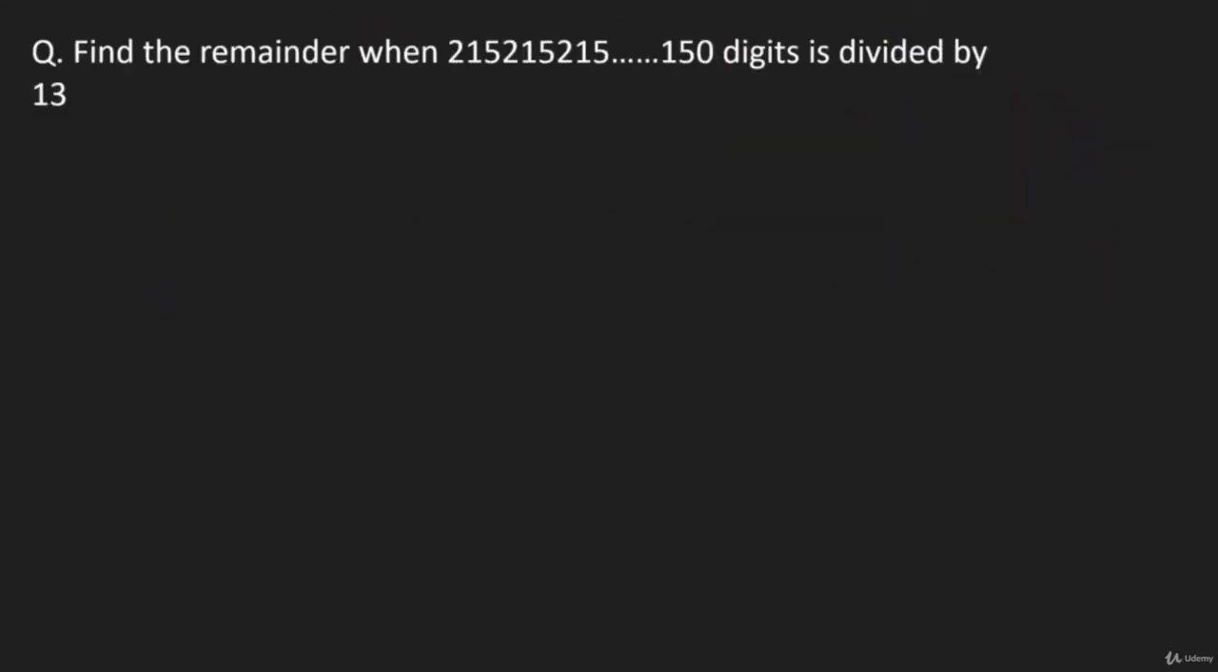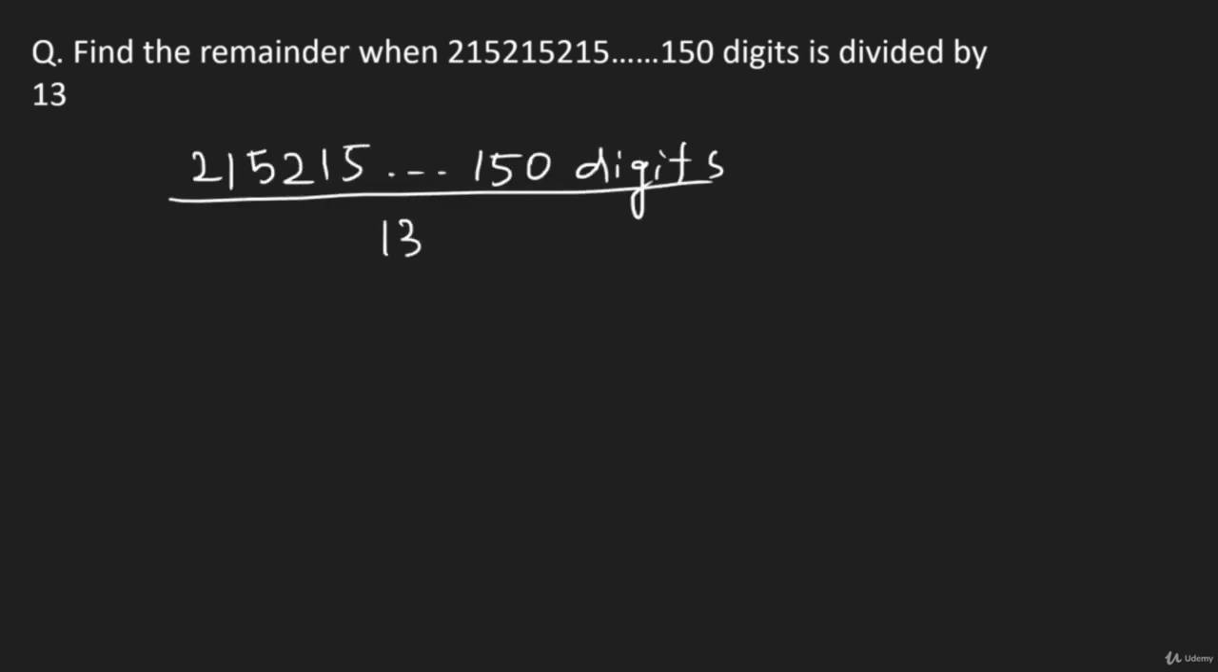Find the remainder when 215, 215, 215, etc. up to 150 digits is divided by 13. So this can be rewritten as 215, 215, etc., 150 digits. You divide this number by 13 and the question asks us to find the remainder. Pause the video, give it a try, and then let's do it together. Alright, so the numerator over here is 215, 215, etc. and it will end in 215, 215, 215, right?